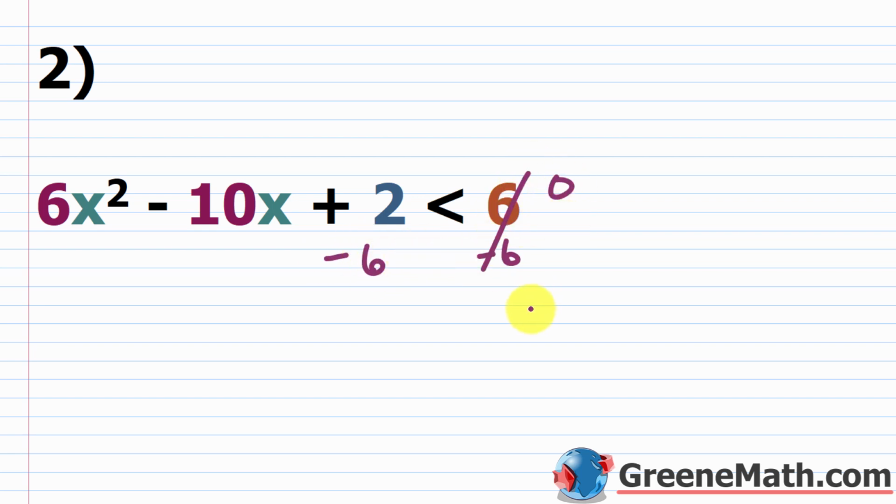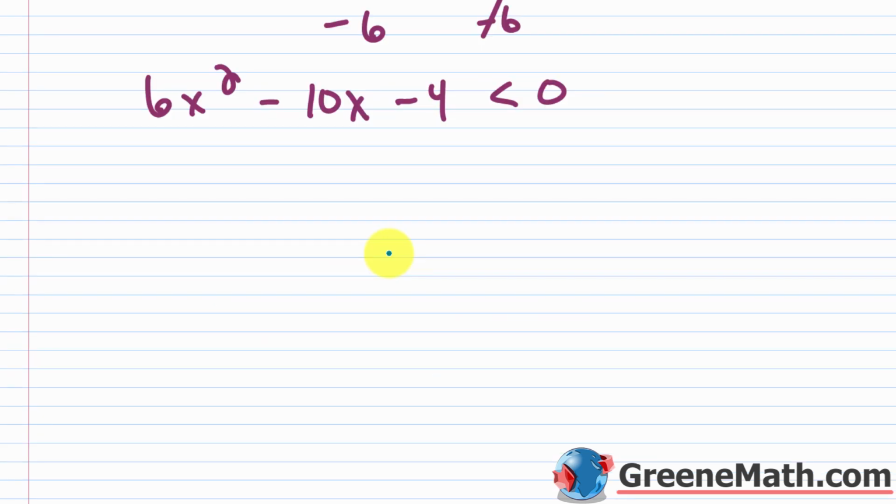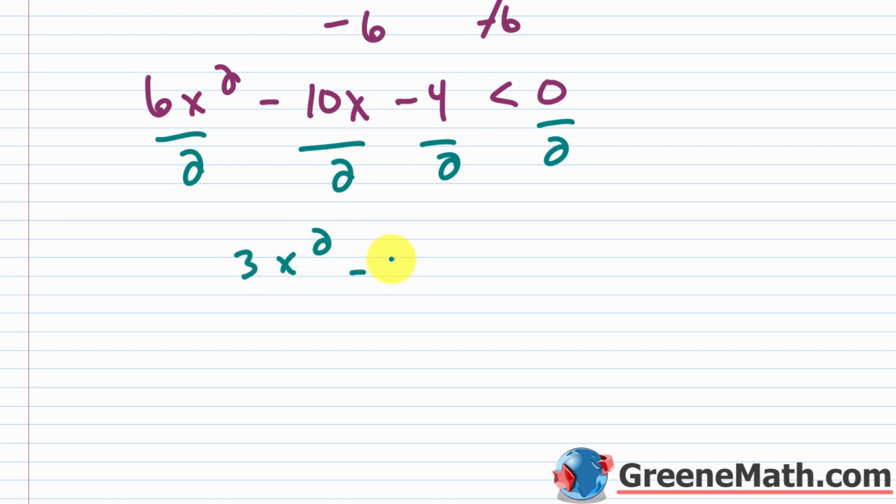Cancel this away and put 0. We'll have 6x squared minus 10x. 2 minus 6 is going to be negative 4. So let's put minus 4, and this is less than 0. All right, so from here, you'll notice that, again, you could divide everything by 2. And dividing everything in an inequality by the same positive number does not change the solution set. So I'm going to divide by 2, and I'm going to have 3x squared minus 5x minus 2, and this is strictly less than 0.